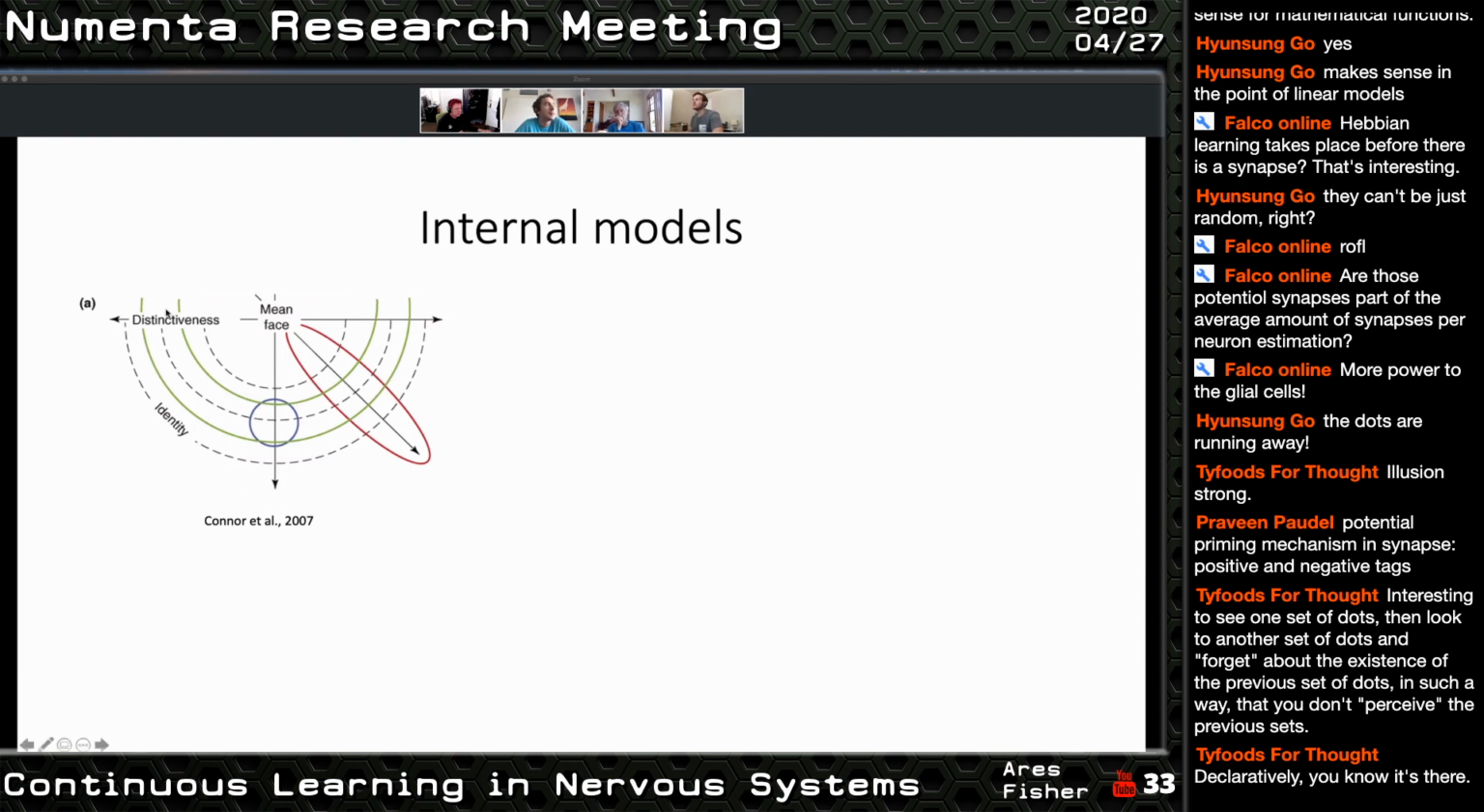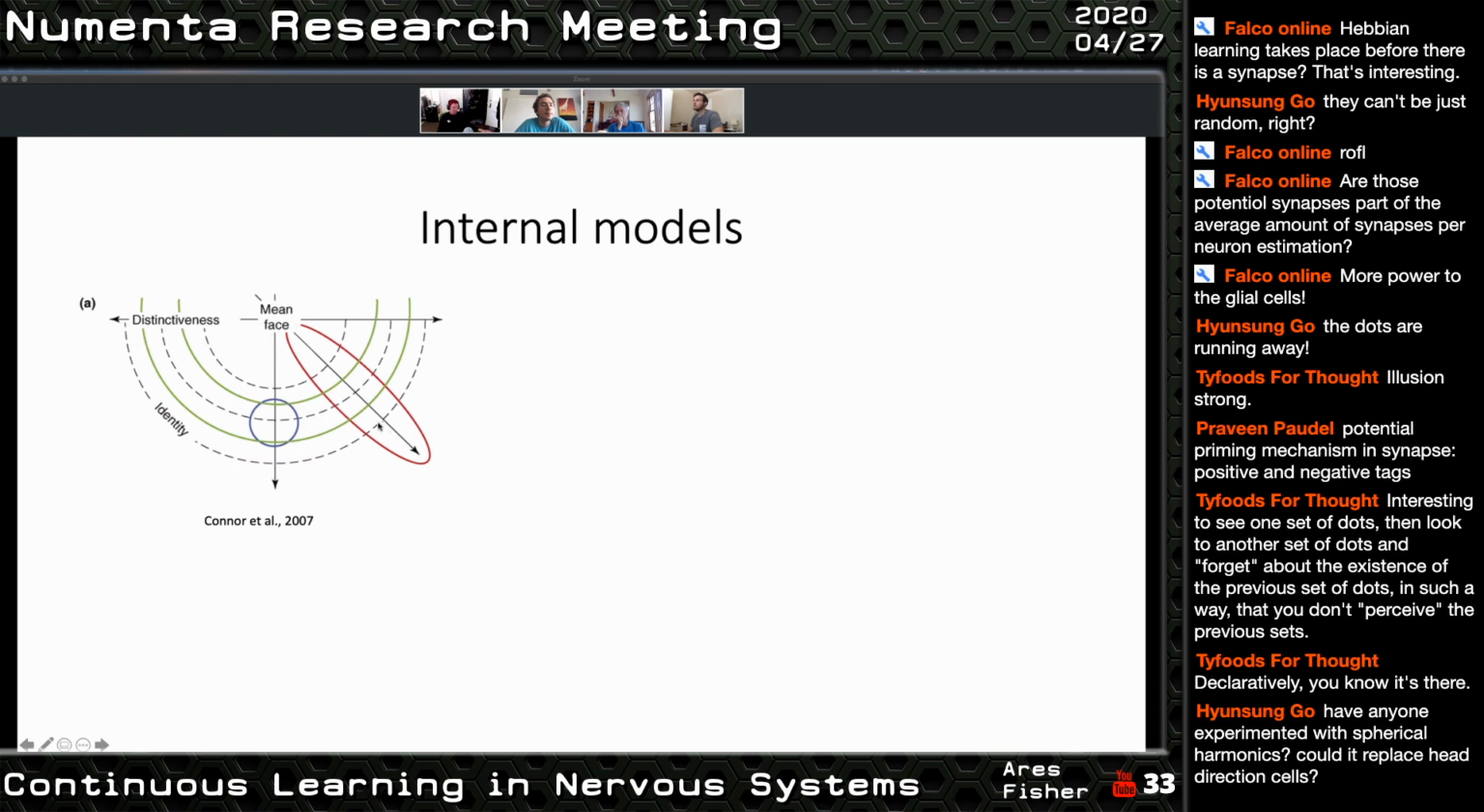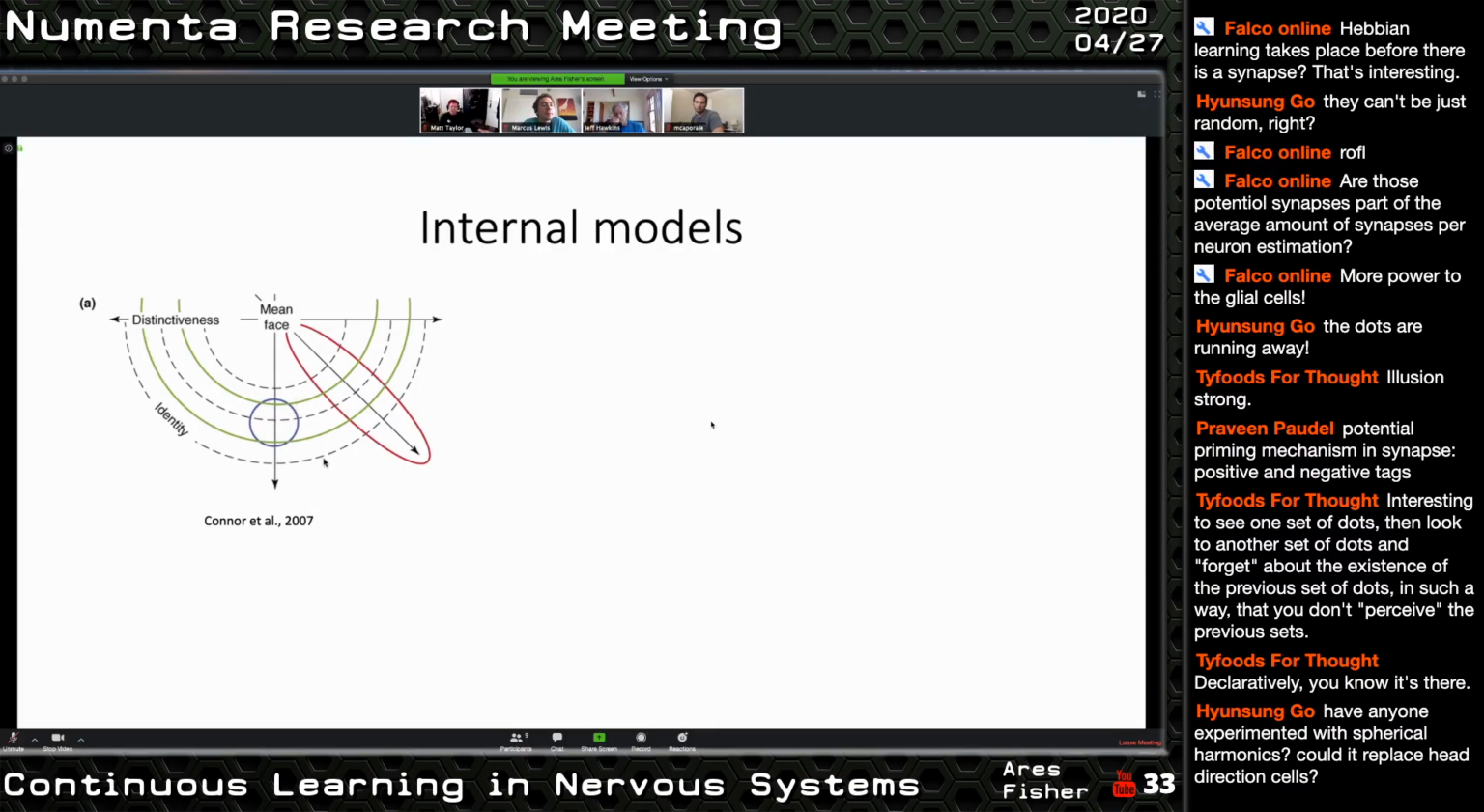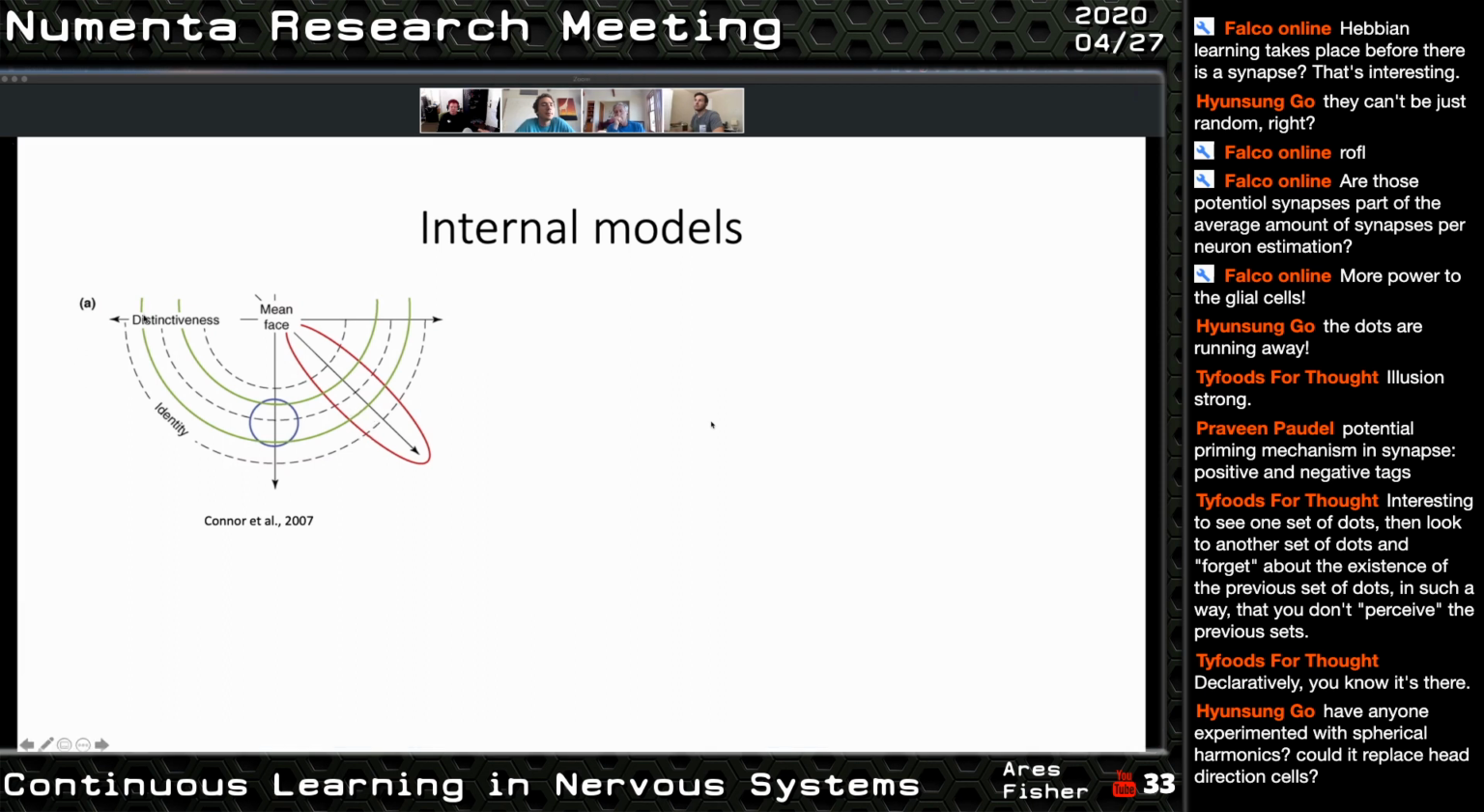But you could create an axis here of distinctiveness and identity. Identity as you roll, and distinctiveness as you go away from the center here, the mean face. And neuronal activity seems to be very well explained by this. As you shift around the circle of distinctiveness and identity, your neuronal response segregates along the roll, and it becomes stronger along the radius. So basically, you recognize faces as a specific, coordinated deviation from the mean face, for example.